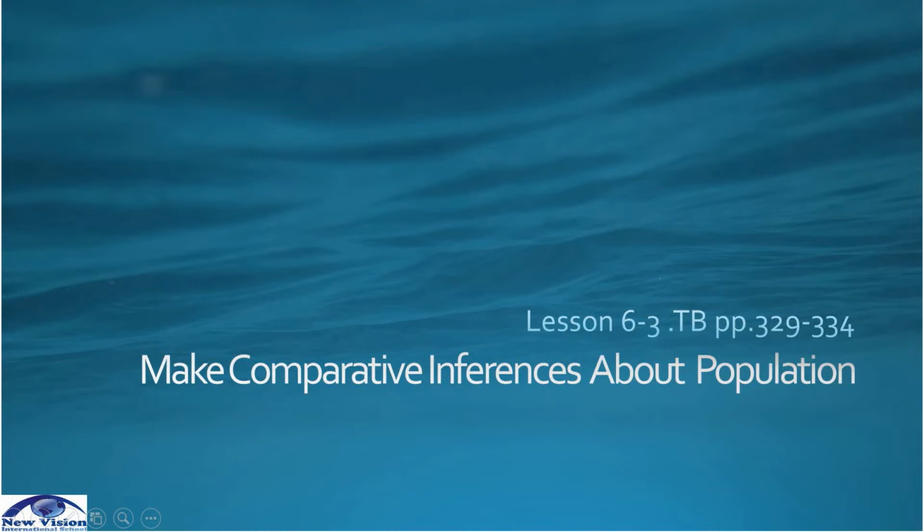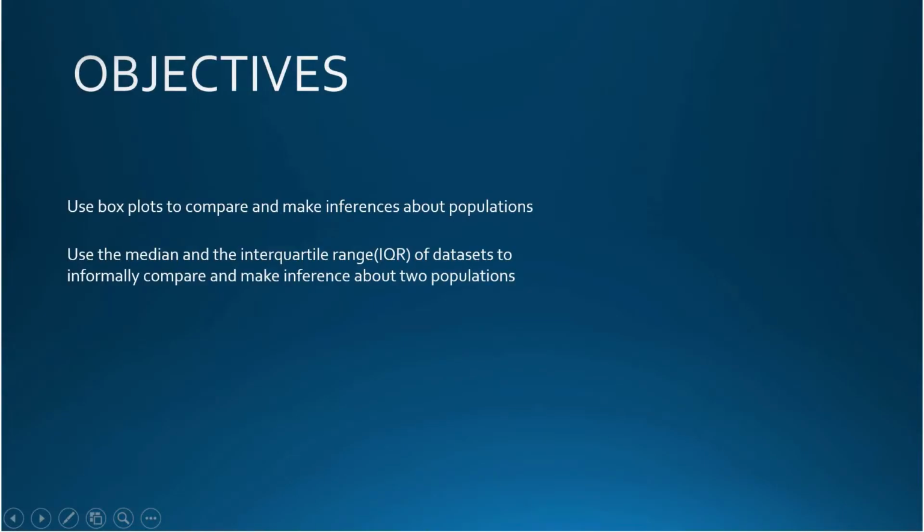Looking back at our previous lesson, when we say inference, we are doing what? Yes, we are making conclusions. So this morning we are going to compare conclusions in a given population. Our objectives: use box plots to compare and make inferences about populations. Use the median and the interquartile range of datasets to informally compare and make inferences about two populations.